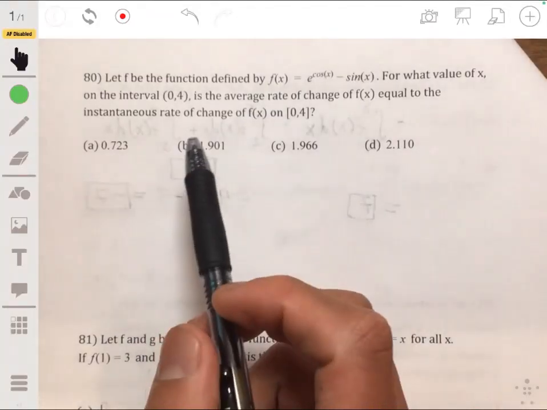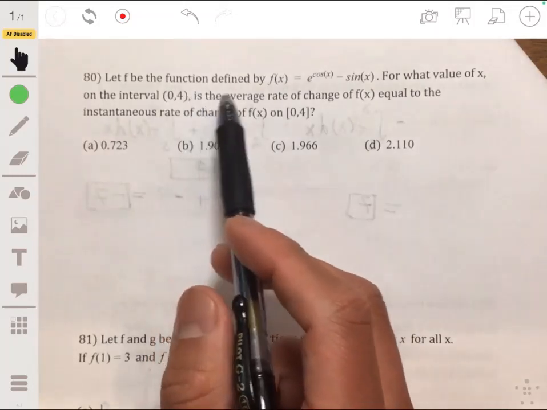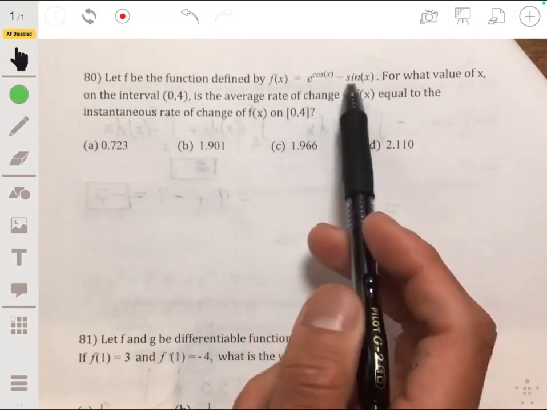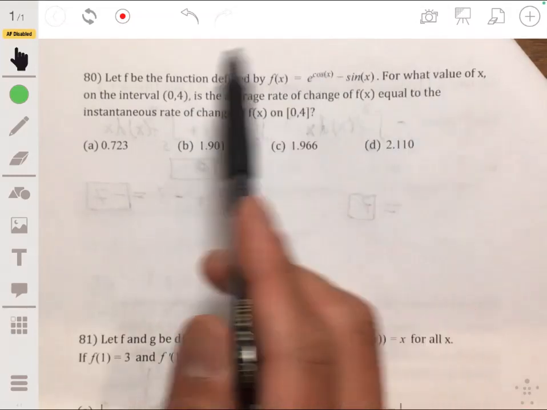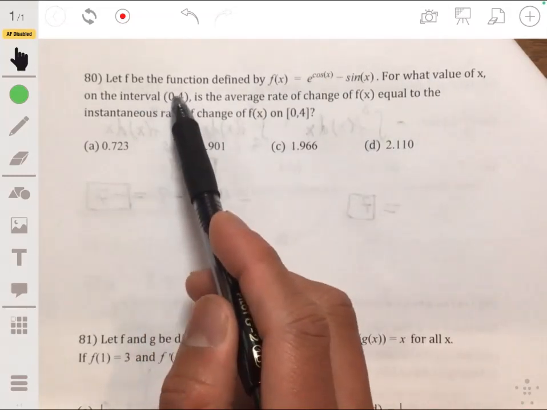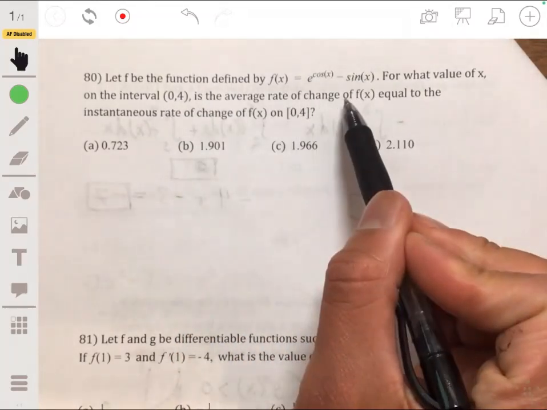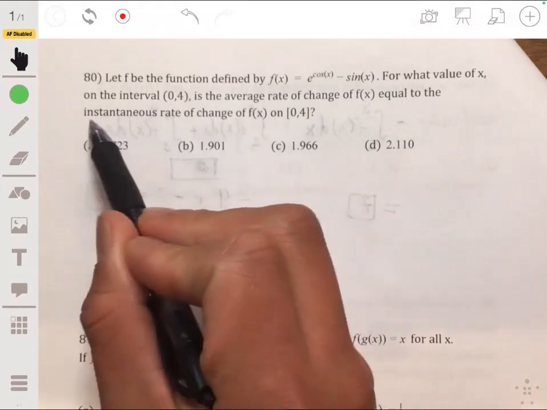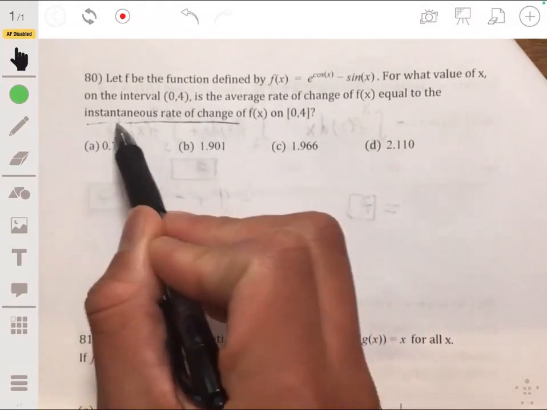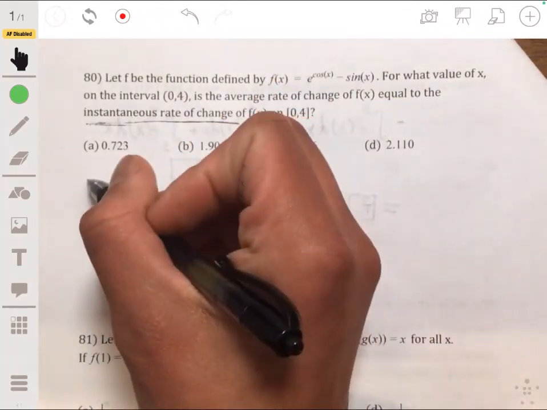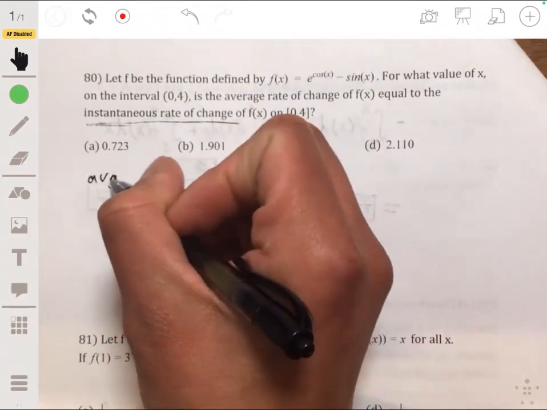All right, problem 80. We're given that the function f of x is equal to this, and we need to find the value of x on this interval from 0 to 4 so that the average rate of change on this interval is equal to the instantaneous rate of change. Okay, so let's look at what the average rate of change would be. Let's just write average, keep it short.